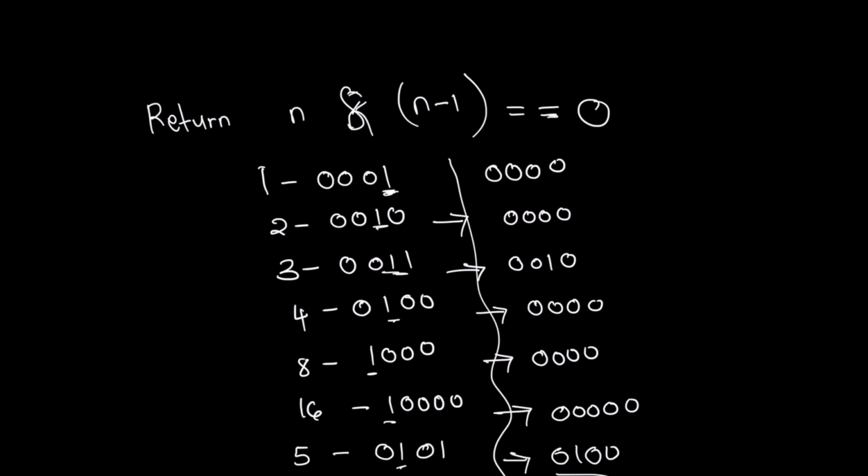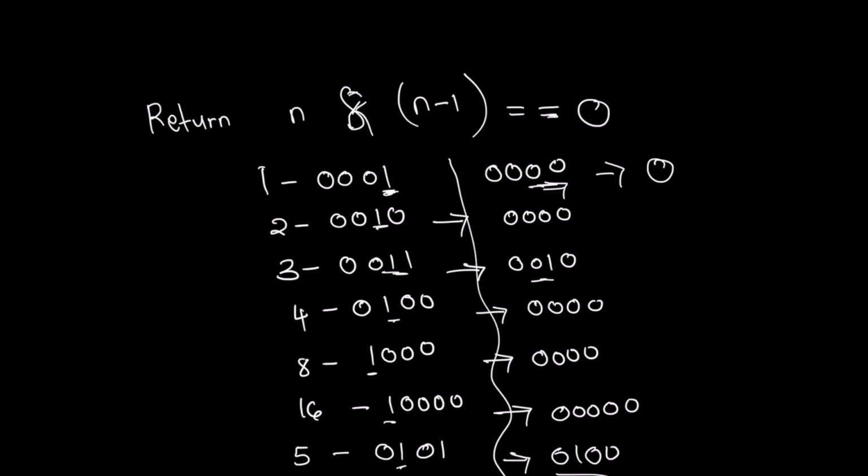I want you to notice something. For numbers that are powers of 2, we are getting this, which is a representation of 0. But for numbers that are not powers of 2, like for example 3, we are not getting 0. So this expression here is used to determine whether a number is a power of 2, in that if it results in a 0, that means it's a power of 2, as represented here. Otherwise, it's not a power of 2.